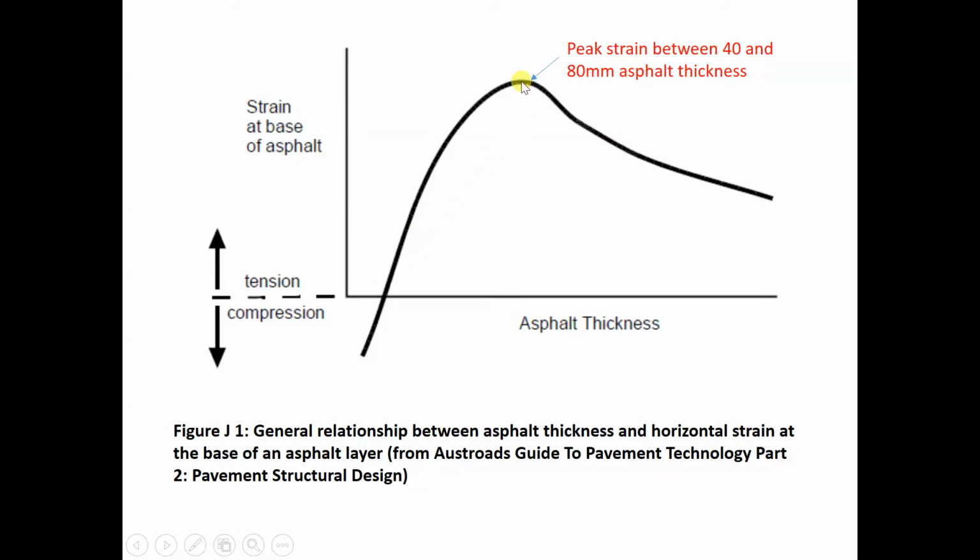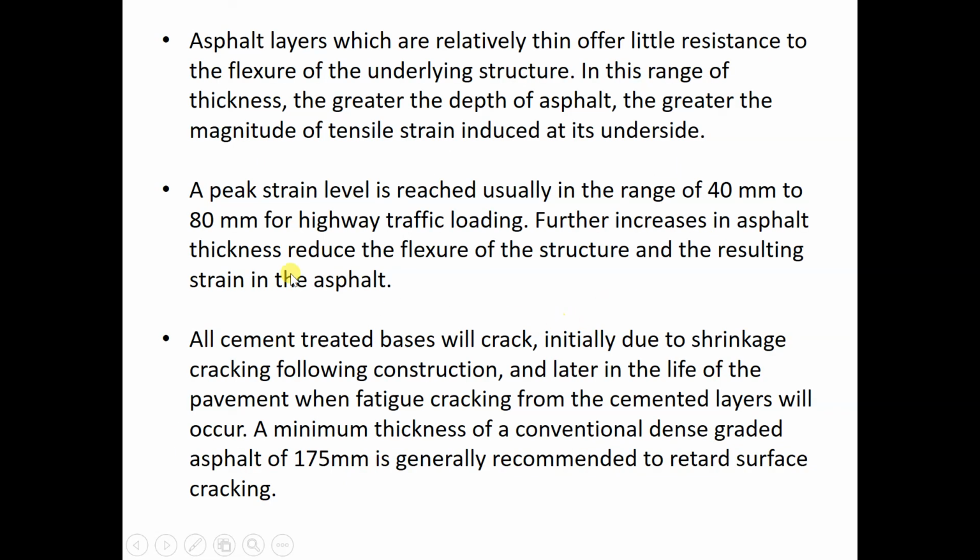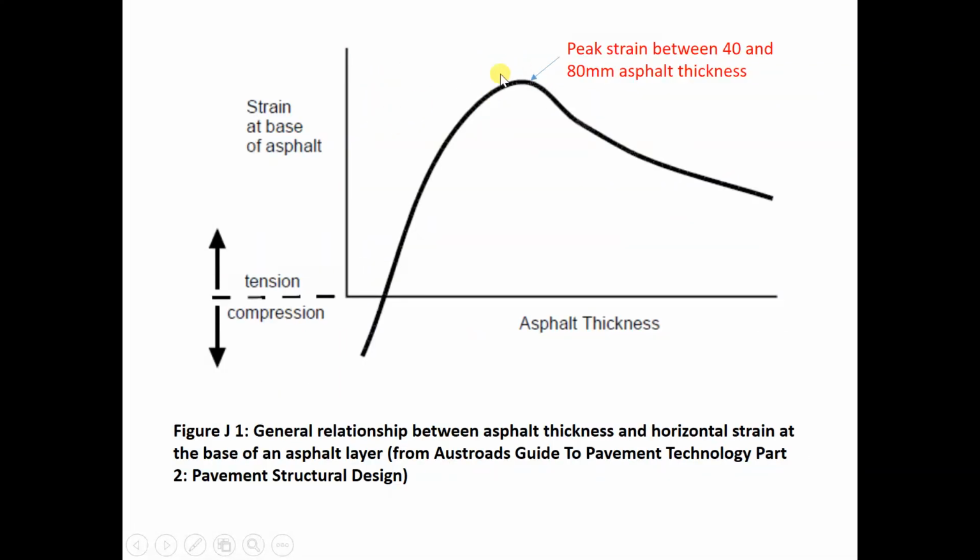Only after you pass the peak, when you increase the thickness, the tensile strain at the base of the asphalt will decrease with thickness. A peak strain level is reached usually in the range of 40 to 80 mm for highway traffic loading. Further increase in asphalt thickness reduces the flexure of the structure and the resulting strain. So this 40 to 80 mm has the biggest tensile strain.